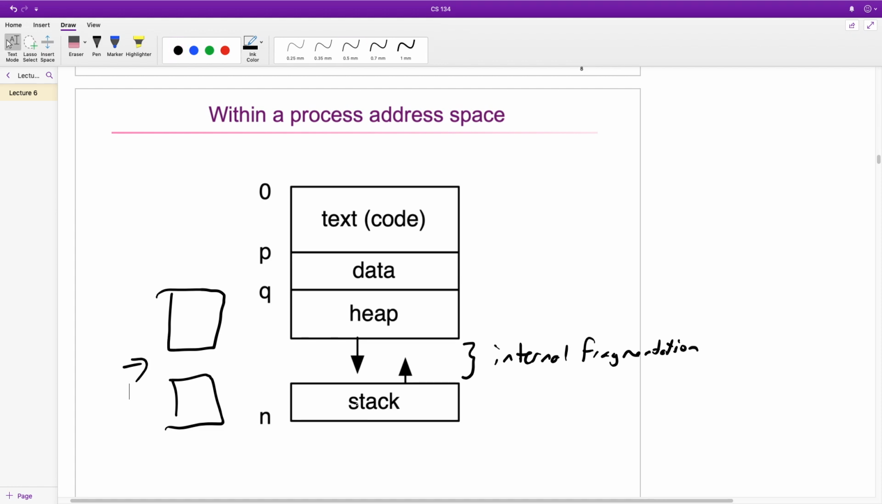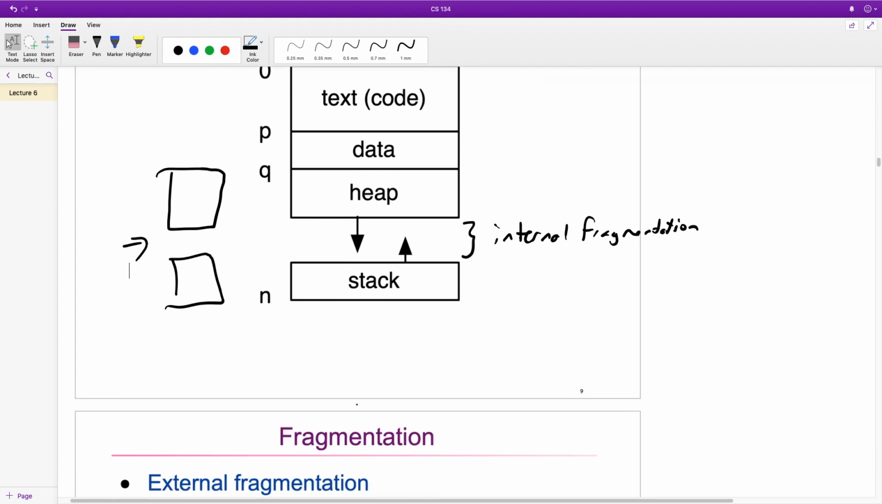So we don't just say you get one giant address space. We say you're going to have smaller address spaces for each component of your program.